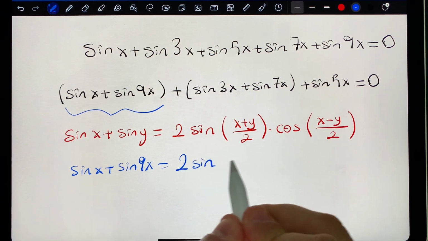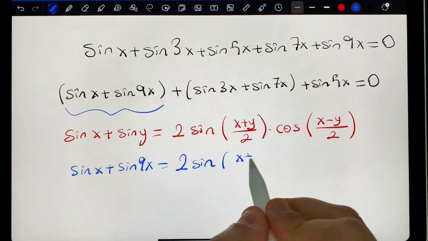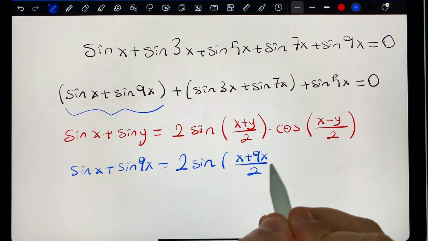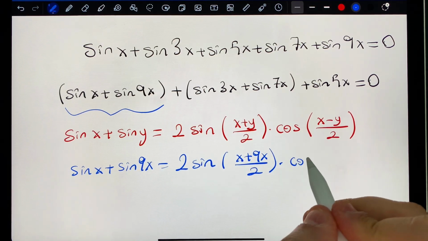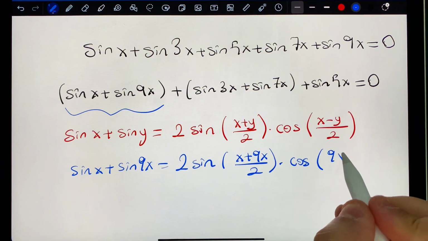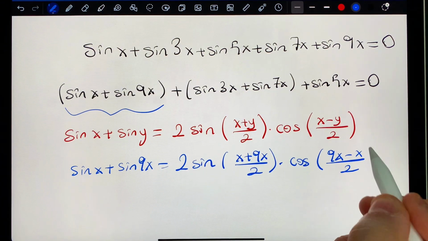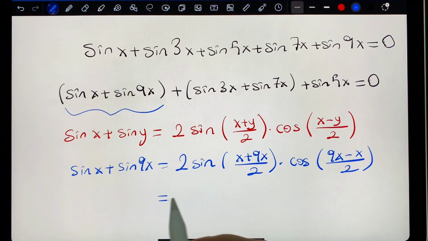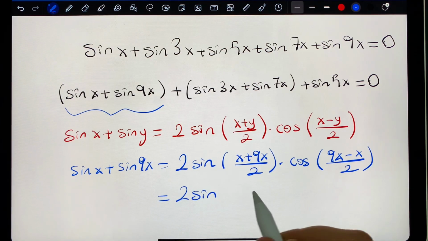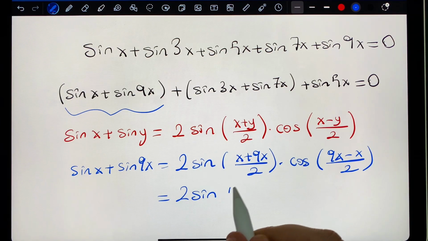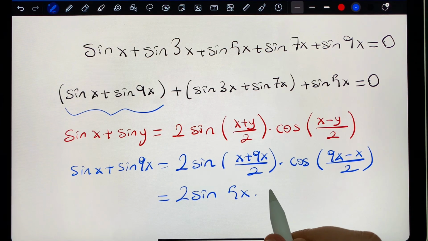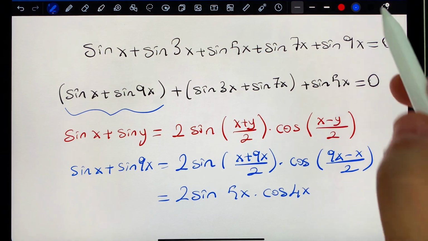What do we get? 2 sine of (x plus 9x) divided by 2 times cosine of (9x minus x) over 2. What will this give us? 2 sine 5x times cosine 4x. Now let's look at our other friend.